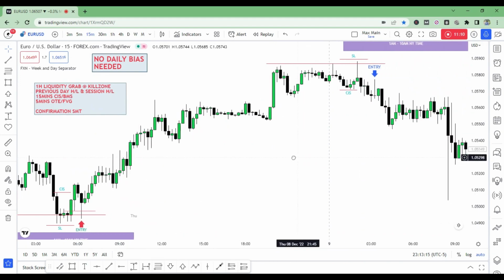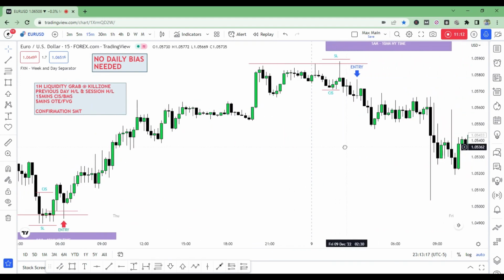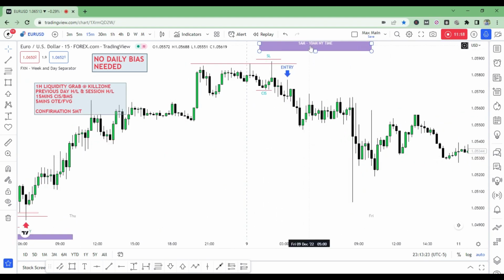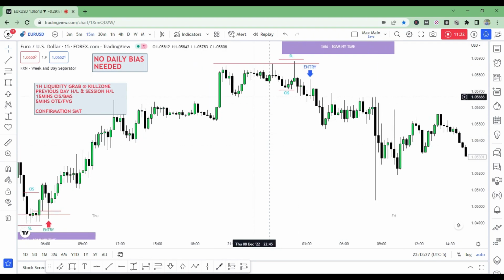So when we move to the next example, this was Friday 9th December 2022. Looking at this example, we are still within that kill zone time. When the market came, this is at 2 a.m., it came and grabbed this liquidity. Once it grabs that liquidity, you want to be looking at change in state of delivery.